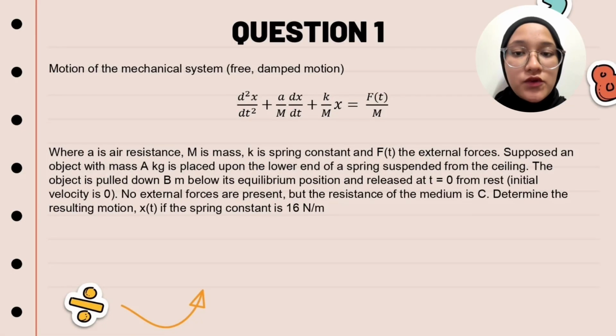Question 1. Motion of the mechanical system, free damped motion, and this is the formula. So a is the air resistance, m is the mass, k is the spring constant, and f the external force. Suppose an object with a mass of a kilograms is attached to the lower end of a spring suspended from the ceiling. The object is pulled down b below its equilibrium position and released at t equal to 0 from rest. Initial velocity is 0. No external force is present, but the resistance of the medium is c. Determine the resulting motion x if the spring constant is 16 N/m.